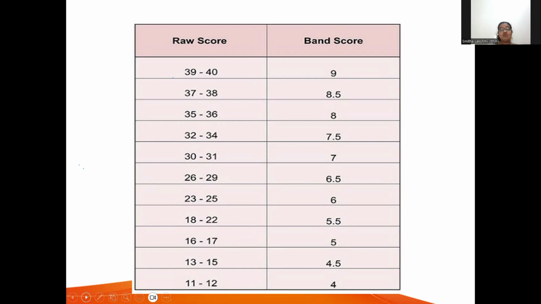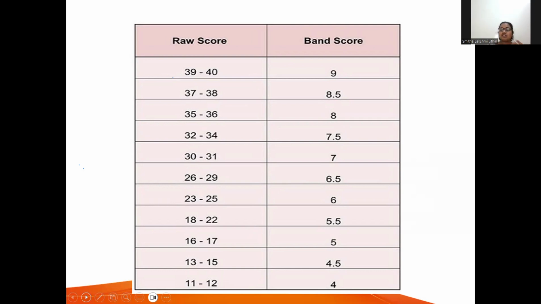For general, you will have to score more than the academic. For example, if you're getting 39 answers correct, then your band score is 9. 37 to 38, 8.5. 35 to 36, 8. 32 to 34, 7.5. 30 to 31, 7, and like that.